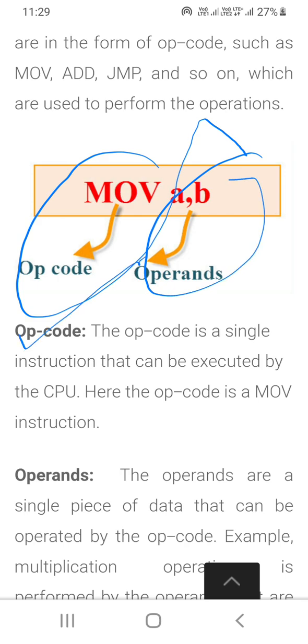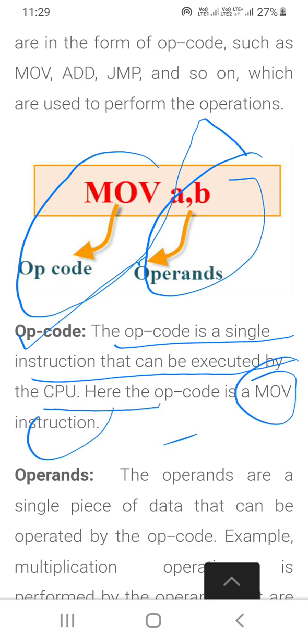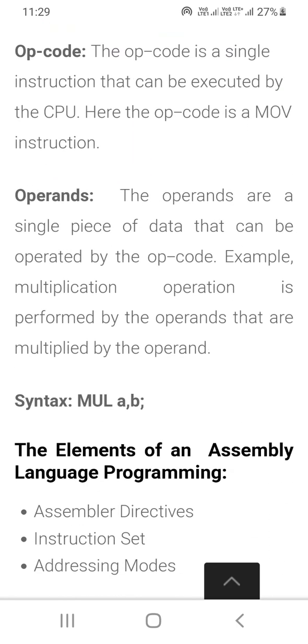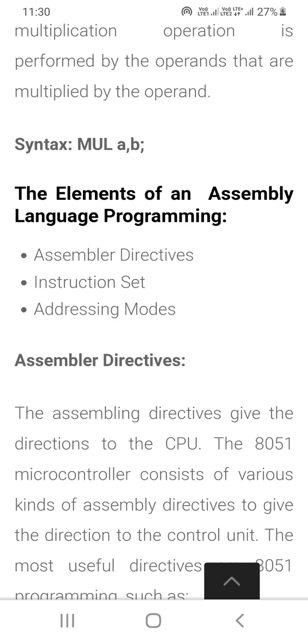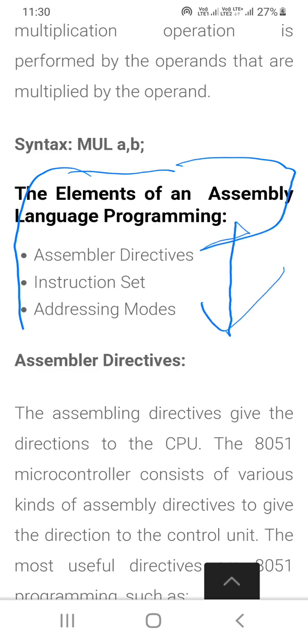If we talk about the operation code, the opcode is a single instruction that can be executed by the CPU. Here is the opcode, the MOV instruction, and then you have the operand. The operand is a single piece of data that can be operated on by the opcode. For example, in a multiplication operation, the operands are multiplied. The syntax used for multiplication is MUL AB. The elements of assembly language programming are assembler directives, instruction set, addressing modes and modes.